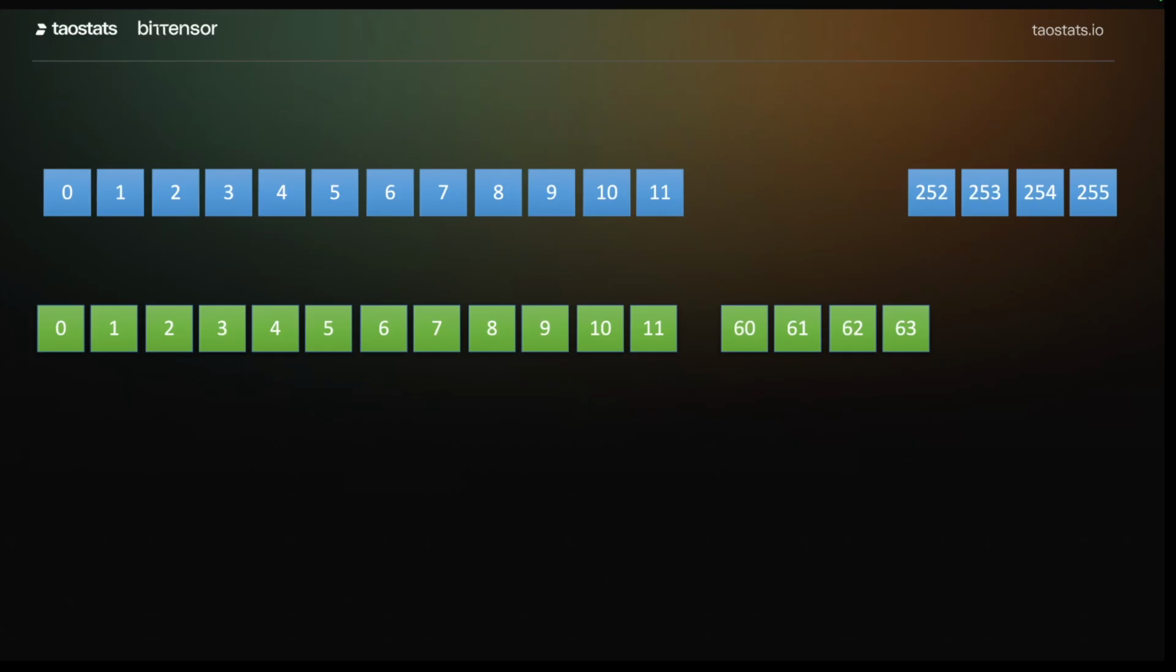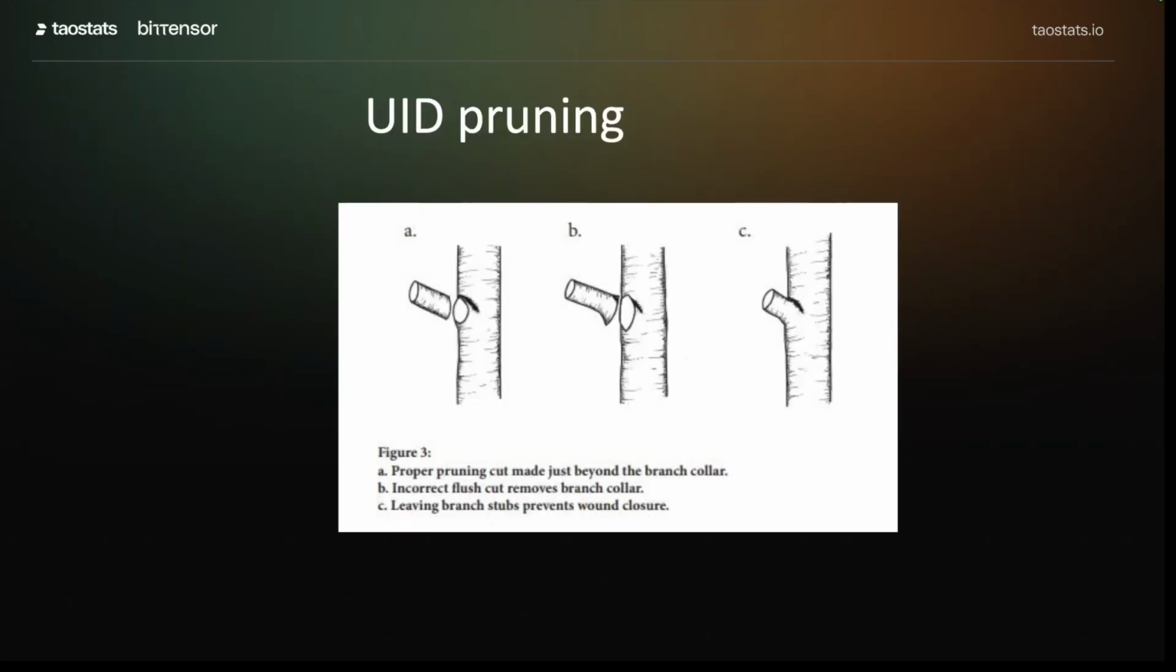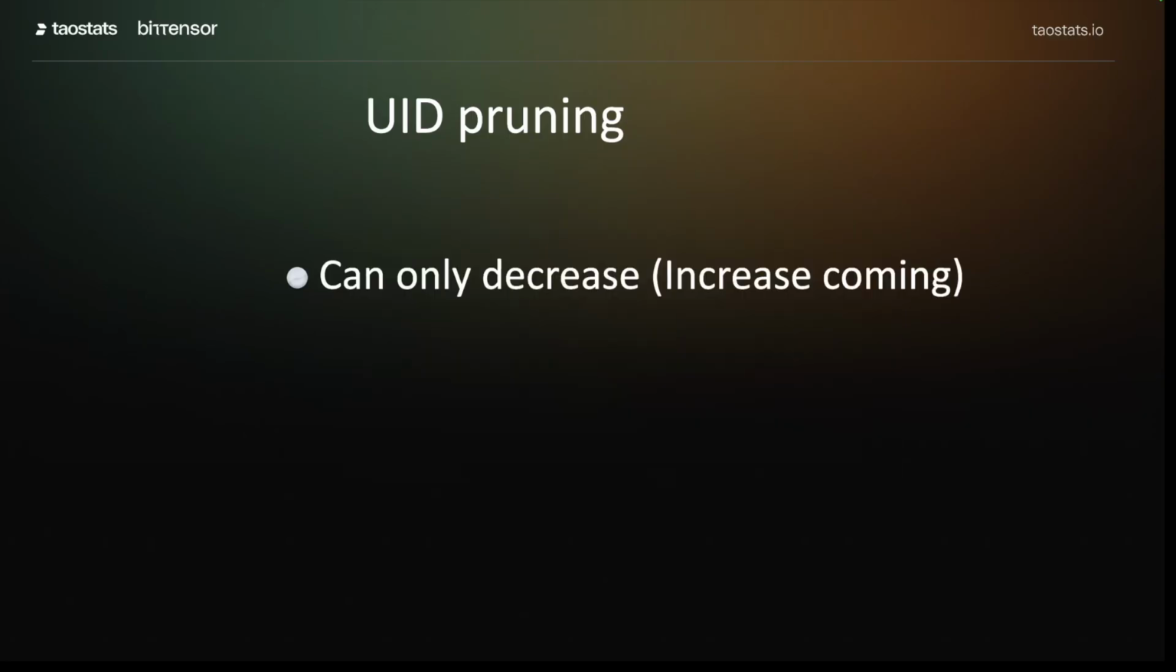So what happens when a subnet owner decides to prune UIDs? Clearly a lot's going to happen. Folks are going to get deregistered. So let's walk through those rules. We all know that there's rules with pruning. You don't want to take too much of the shrub or the bush or it might die. So let's walk through the rules for pruning UIDs.